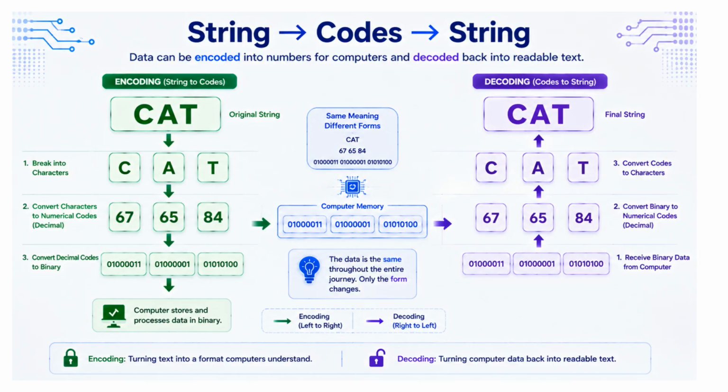Now we can reverse the process. This is called decoding. The binary values are converted back into decimal codes, then back into characters, C, A, T. Finally, the characters are combined, and we get the original string, cat. So remember, encoding converts text into computer-readable codes, while decoding converts those codes back into readable text.